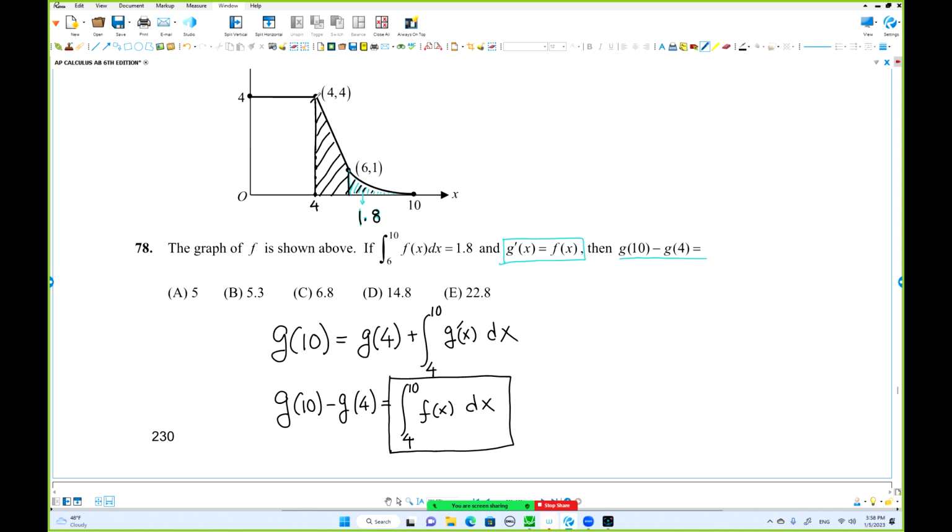This is 4, this is 1. That is a trapezoid. The upper base is 1, the bottom base is 4. This is the height: 6 minus 4 is 2. So the area of this trapezoid equals 4 plus 1, times the height 2, divided by 2. So the 2 is cancelled out. The area of this trapezoid is 5. Another 1.8 there. The total area is 5 plus 1.8, which is 6.8, right?